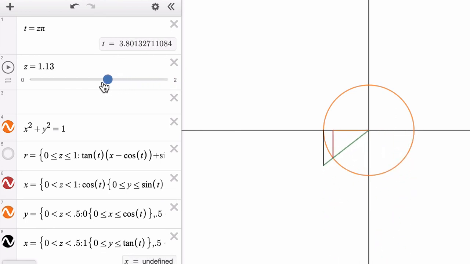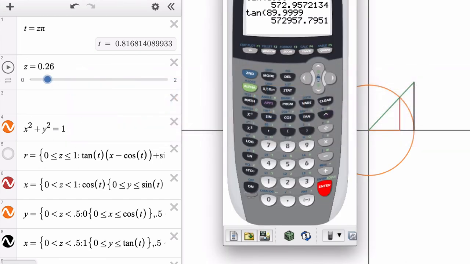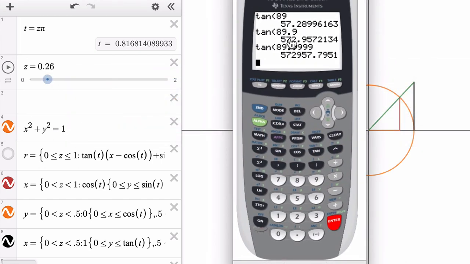So that tangent behavior, again, can be seen here in the unit circle, or you can just think of it as the ratio of y to x. You can also just play with it on the calculator to see what happens as you change the angles as you approach certain intervals.